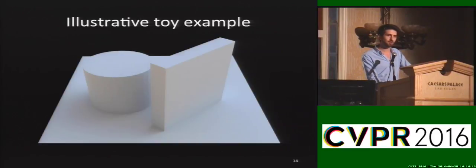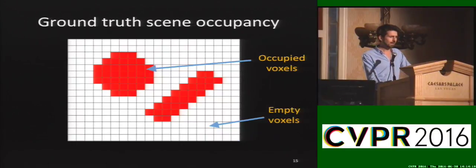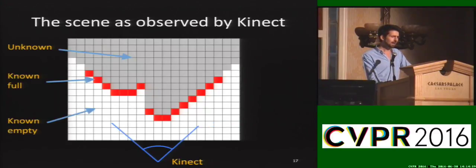So let's have a look at our method, using this toy example. Here's a simple scene. And here we can see a horizontal slice through the scene, represented as a voxel grid. We're seeing the ground truth here, with occupied voxels in red and empty voxels in white. And here, a Kinect has viewed this voxel grid from the bottom. When the Kinect sees the scene, it only sees this outer shell as being occupied. All the voxels behind the first observed surface are of unknown state, and we represent these as grey here.